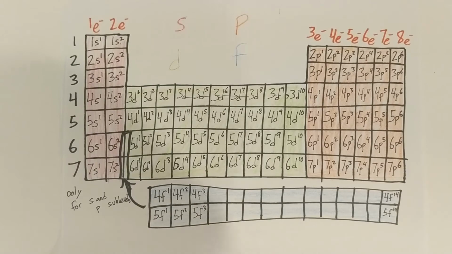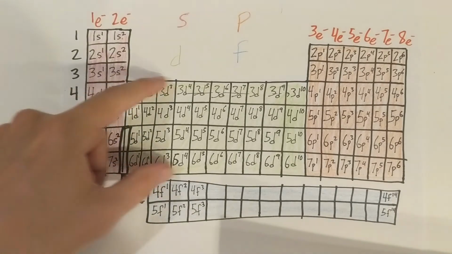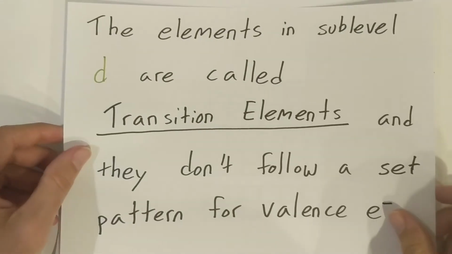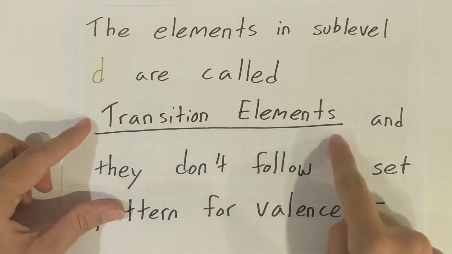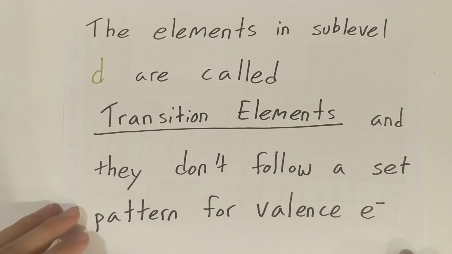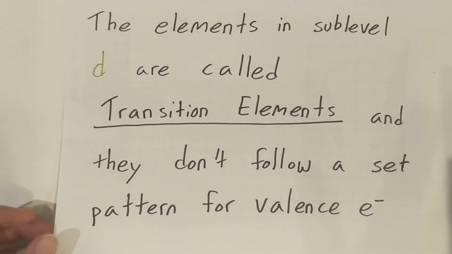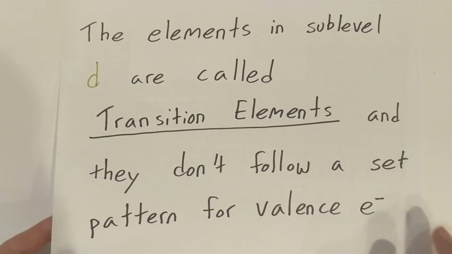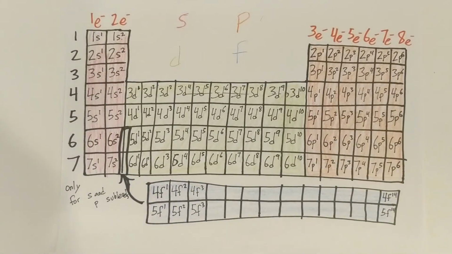And then I want us taking a look at the elements in sublevel D. So if you take a look at these elements, we call those transition elements. They don't follow this same pattern. So if I ever want you to know how many valence electrons they have, I'm going to give you that number, because I don't expect you to be memorizing anything like that.